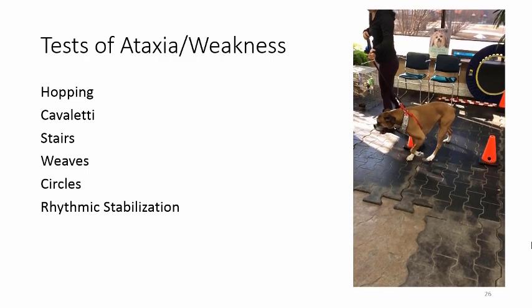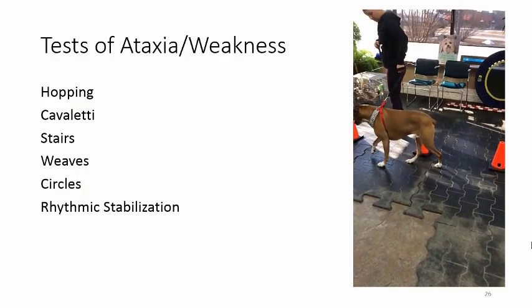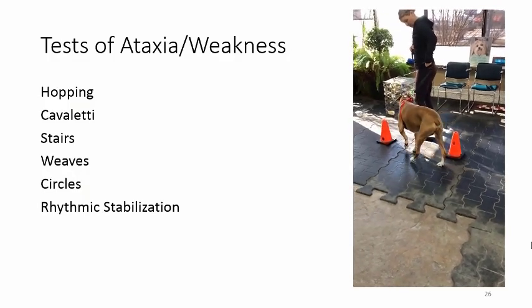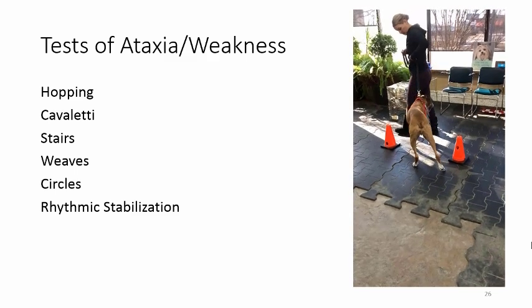This video is of a boxer that has a proprioceptive ataxia, and it's in slow motion, so you can see he's dragging his foot there, and as he goes around the cones, he really has an issue going and standing straight.